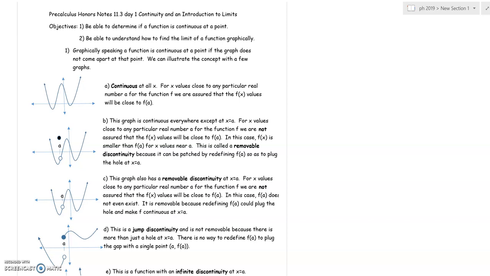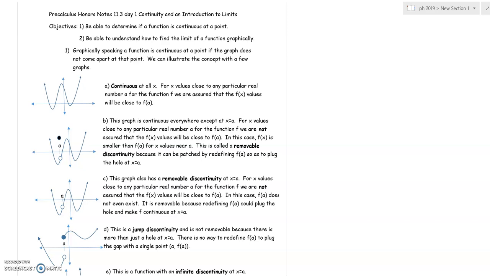All right, so this is 11.3, day 1, continuity and an introduction to limits. We are starting chapter 11, and our objectives for today are to be able to determine if a function is continuous at a point and to understand how to find the limit of a function graphically.